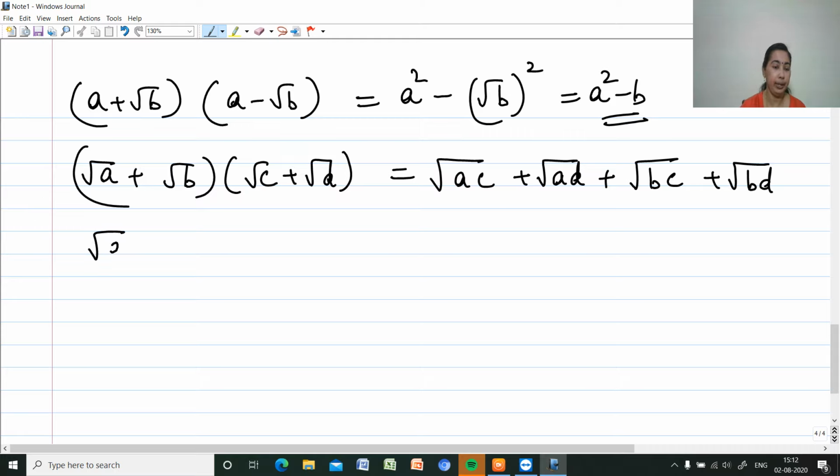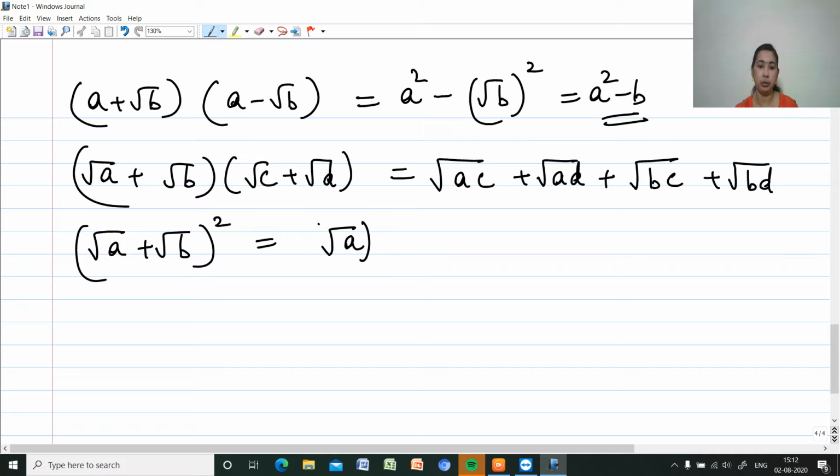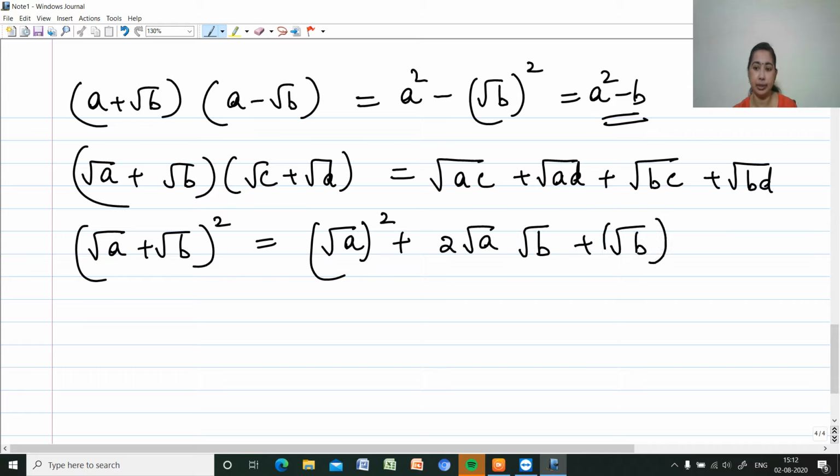Same way, root A plus root B whole square. How can you write this? All this we are applying from our earlier identities itself. Root A plus root B whole square is root A whole square plus 2 into root A into root B plus root B whole square. So if you are learning all these, it will be easy for you to do the problems on real numbers. Then root A whole square is A, plus 2 into root of A into B, plus B.